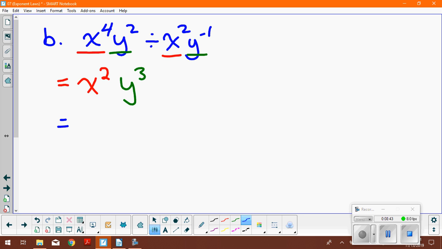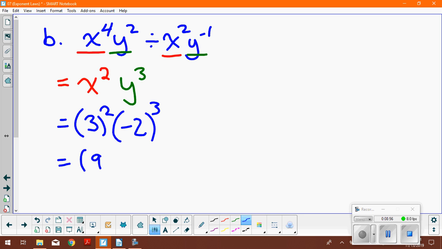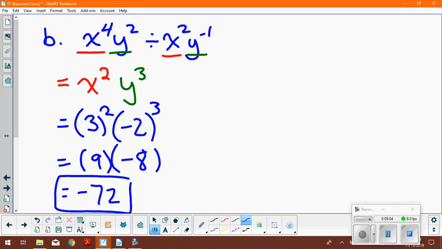There's nothing to tidy up there, so now I'll substitute. x was equal to 3, so I have 3 squared, and y was equal to negative 2, and that's going to be cubed. So 3 squared is 9, negative 2 to the power 3 is negative 8, so this comes to negative 72. All right, our last one.